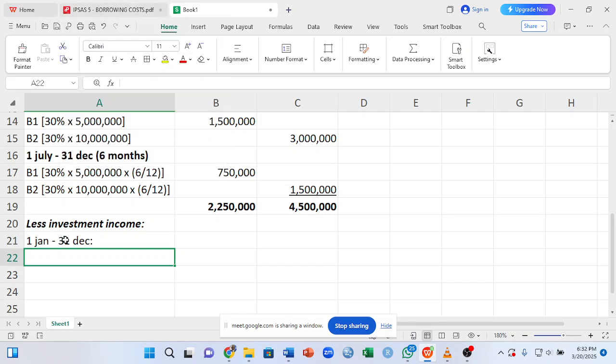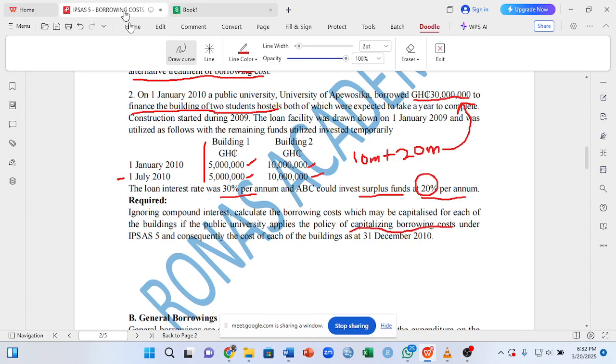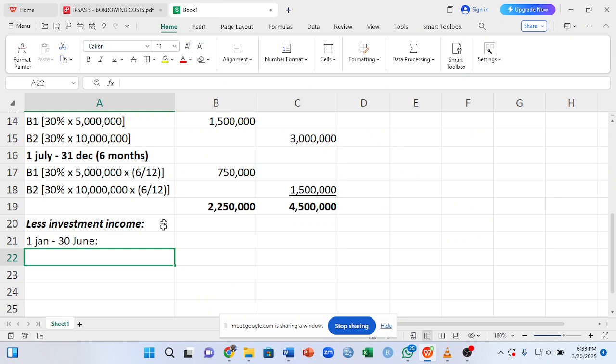So that will be from 1st January to when the next payment was made, which is 1st July. So we can say it will be lying idle from 1st January to 30th June. If you realize here, the 5 million is idle from 1st January 2010 till 30th June 2010 because the next payment was made on 1st July of 2010. So the idle fund, 5 million, will be lying idle for that period. Bear in mind, here it is 6 months.